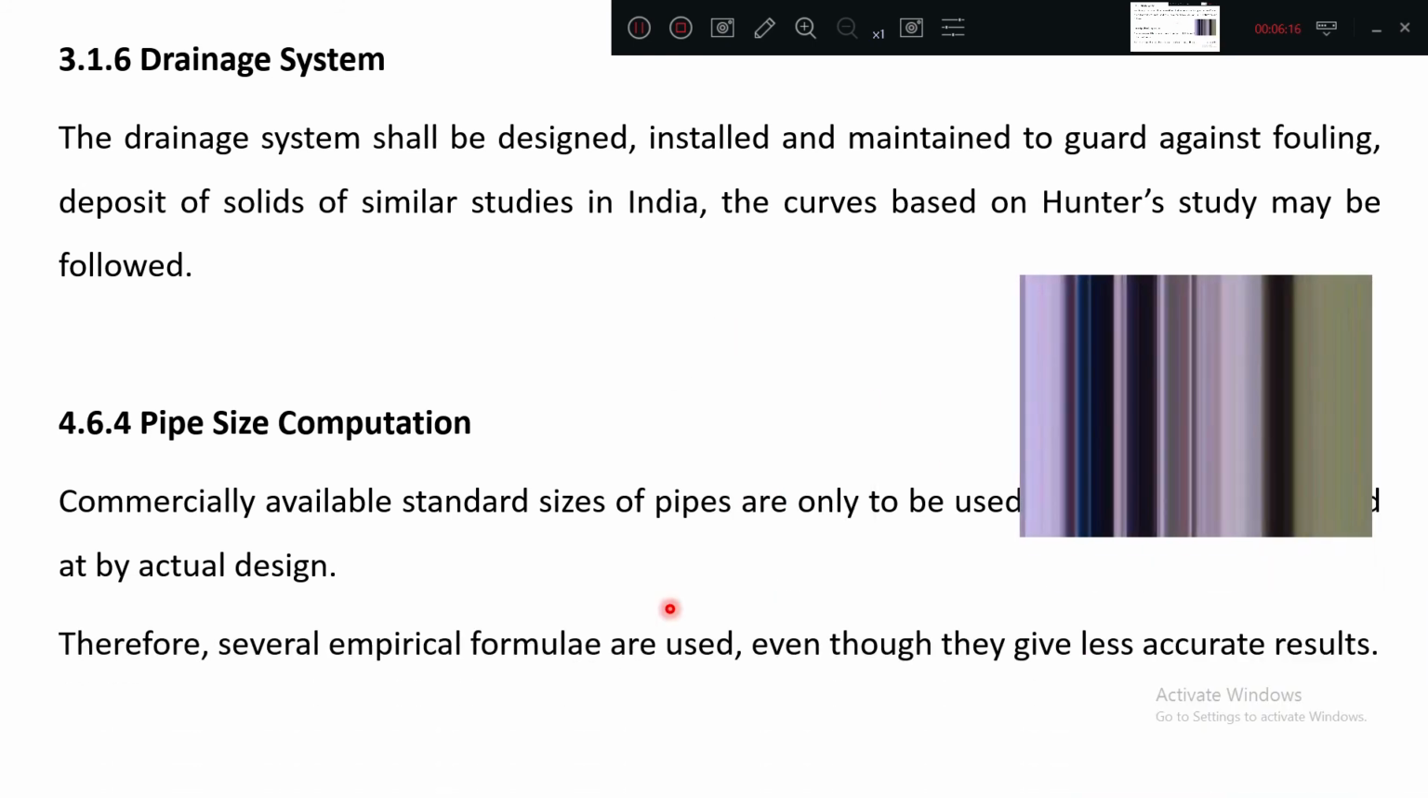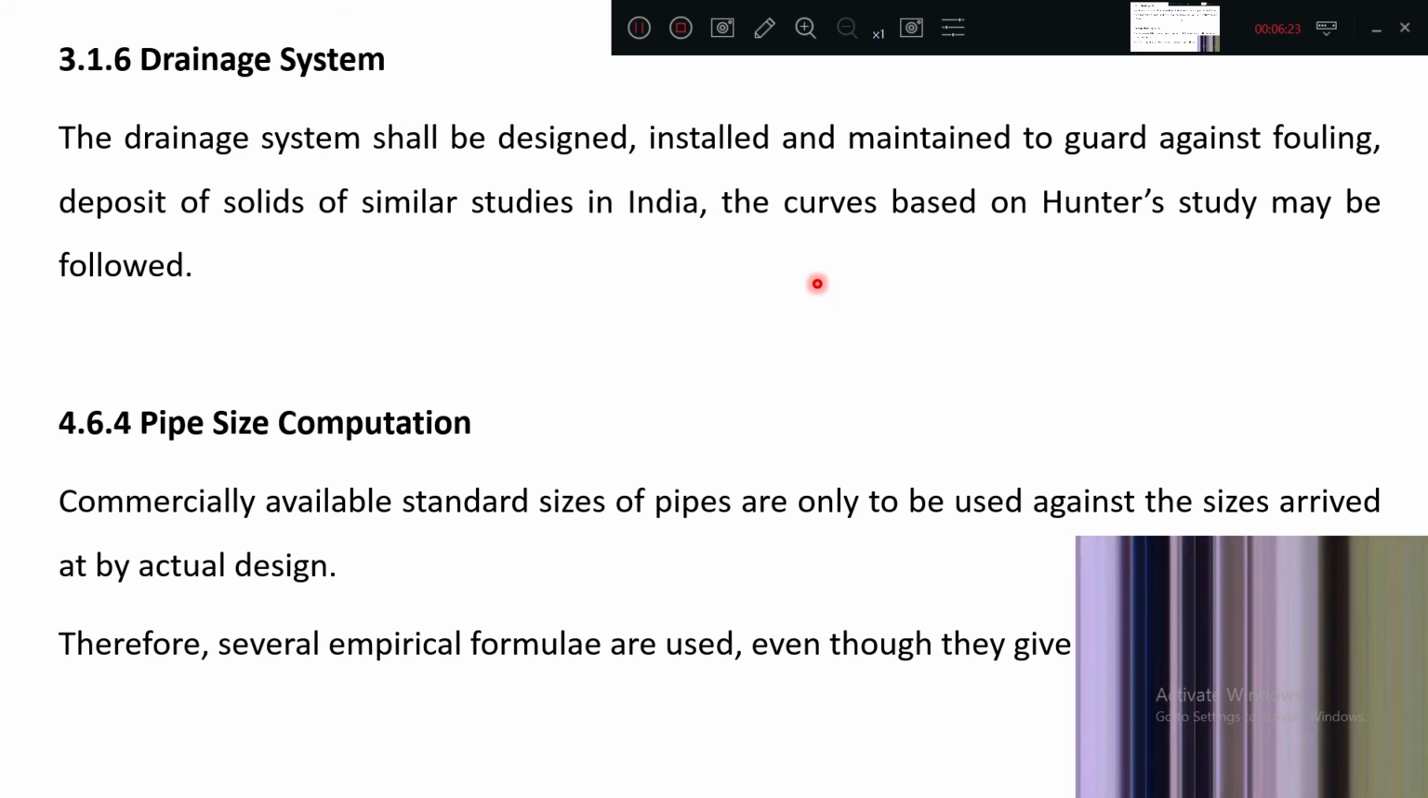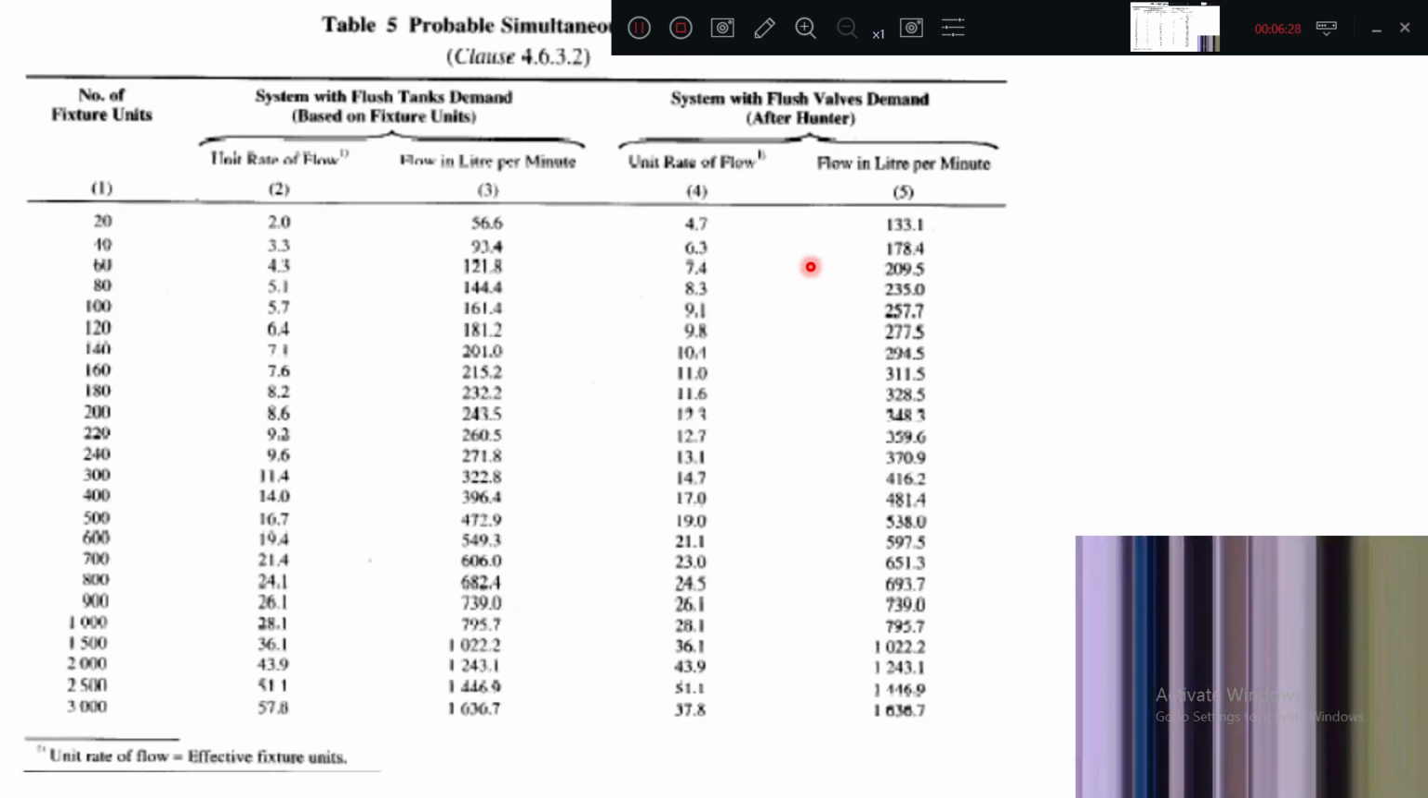Therefore, several empirical formulas are used to calculate this design, even though they give less accurate results. A little bit is okay, no problem. Even if accuracy is not there, you can go for the further things. Factor of safety is all there.